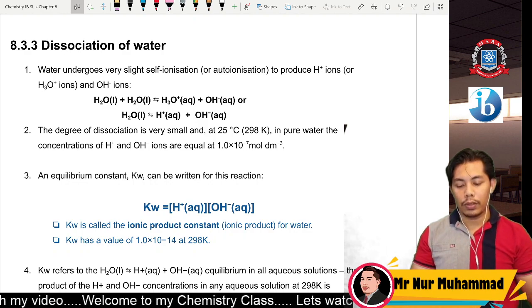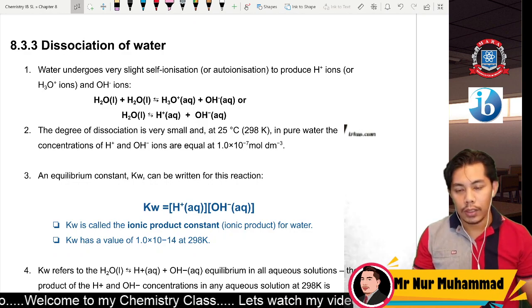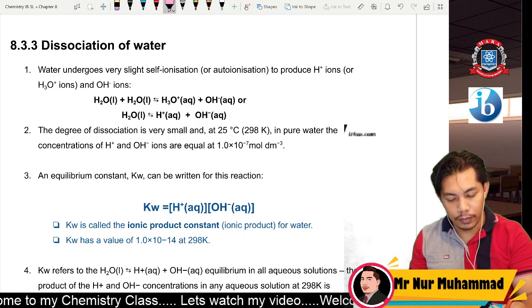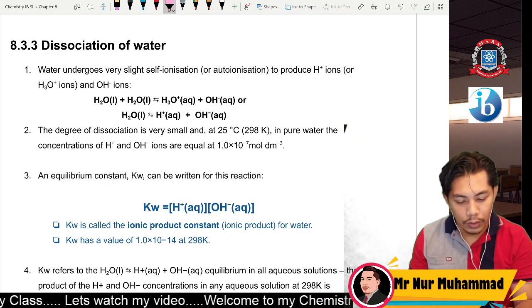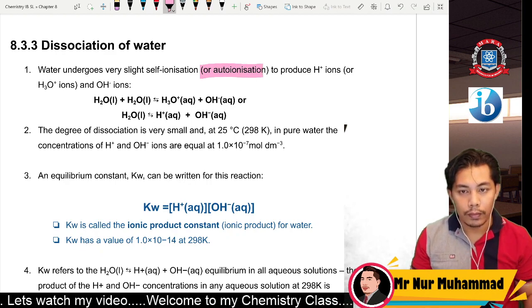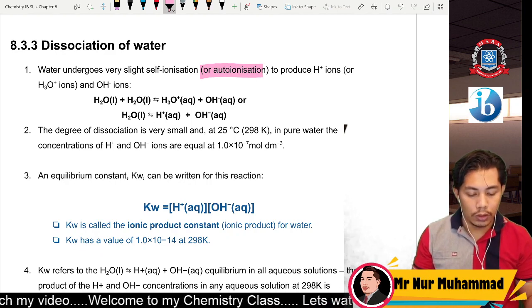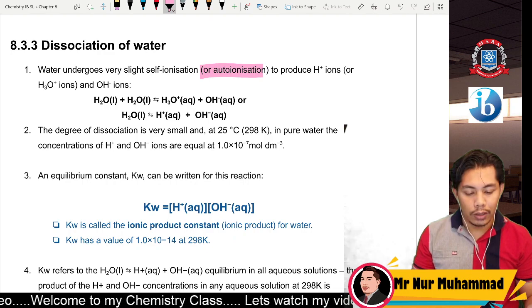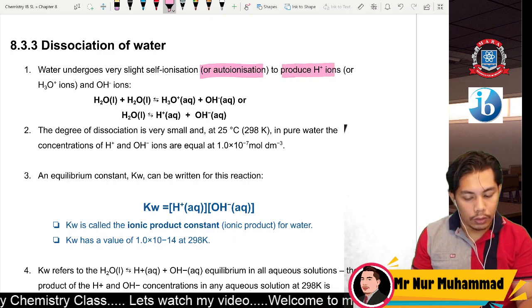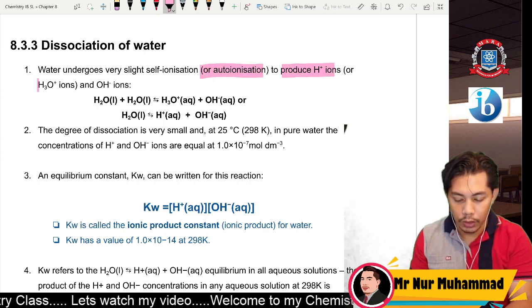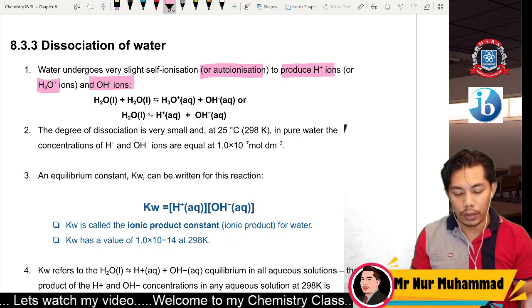On this video, I will explain, still under chapter 8, acid and base. This is about the dissociation of water. Water undergoes very slight self-ionization, or we call it auto-ionization. So these are the properties of water. It can ionize by itself and produce hydrogen ions, or hydronium ion, and hydroxide ion.